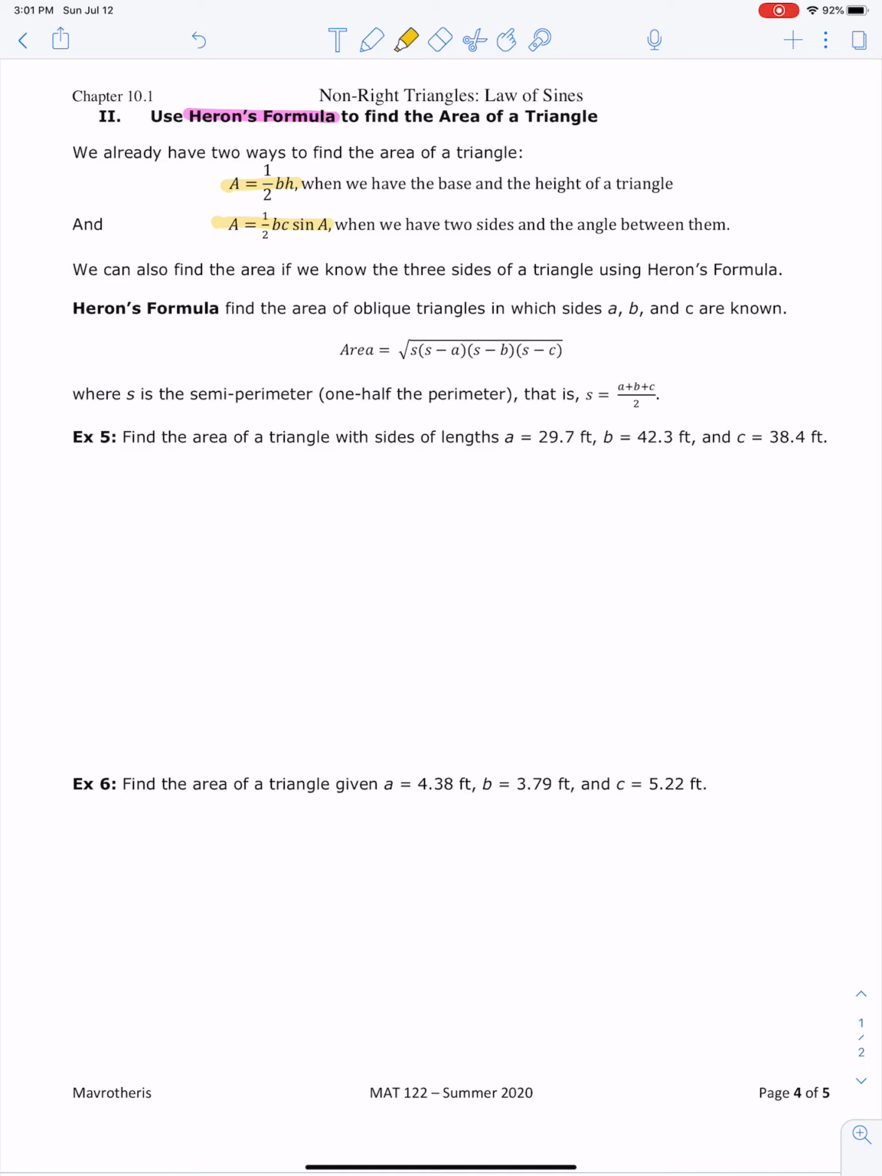Remembering that a, b, and c are for the most part interchangeable. It doesn't really matter which vertex we call A, as long as we make sure we label the side opposite it correctly. We are going to look at one more way to find the area of a triangle, and that is using Heron's formula.